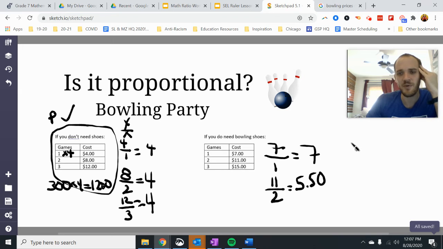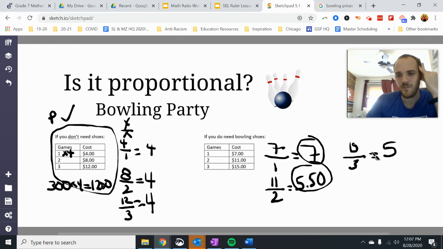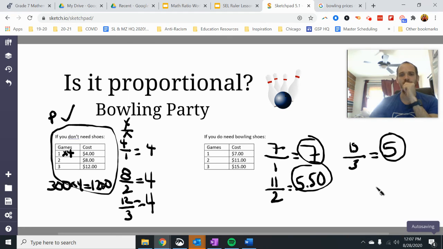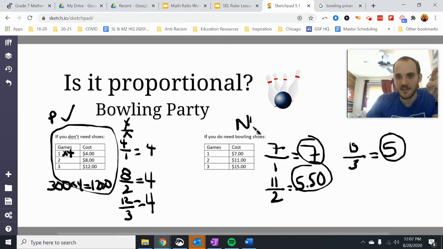Well, what if I bowl 3 games and I take 15 and I divide it by 3? What's 15 divided by 3? So here, when I take the cost and I divide it by the number of games, I actually get different amounts. What do you think that means? If you said it means that it's not proportional, you are correct.